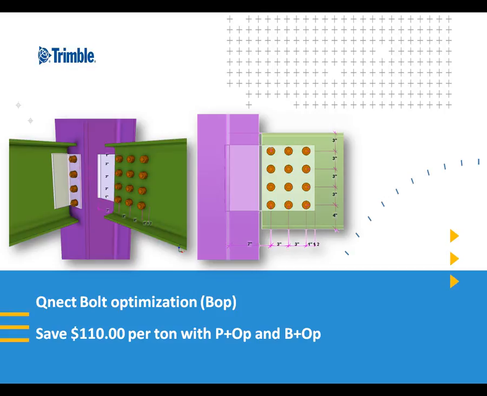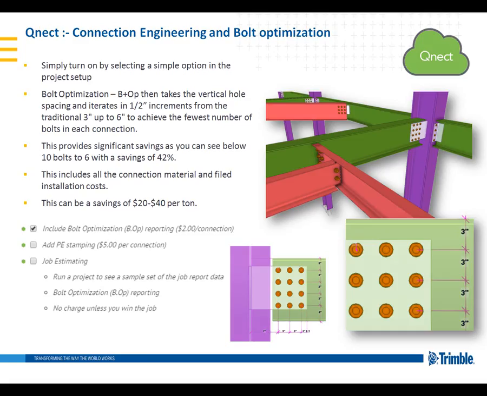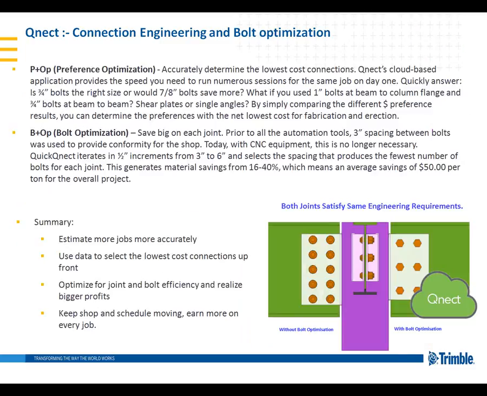One final little option in here, which is one of the most important options, is the bolt optimization option. When you're setting up the project, you can also tick a box which says include bolt optimization. What this does, rather than use the standard spacings between bolts of, let's say, 3 inches, it optimizes those or increases those to actually put less bolts in, but still to be a good engineered connection that works. So you can see here what it does is, if we've got 3-inch spacings, it increases those spacings, goes down the number of bolts required, but both joints satisfy the same engineering requirements, but with less bolts and less fabrication costs.